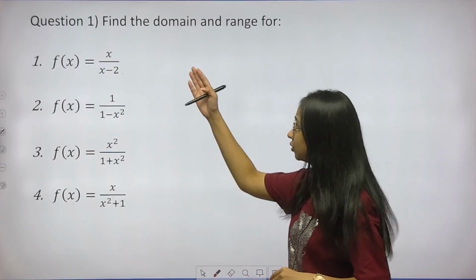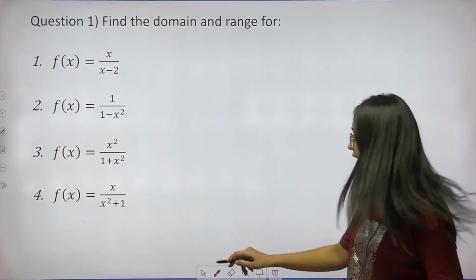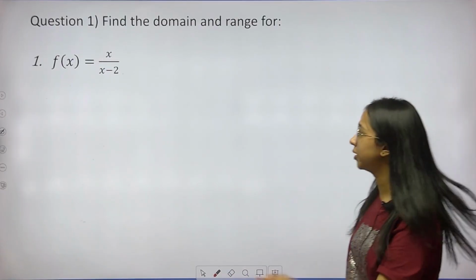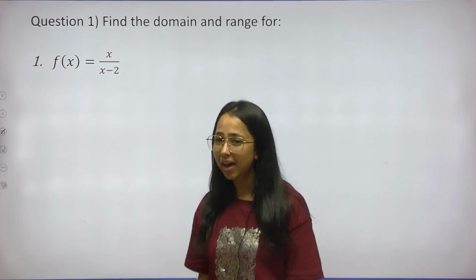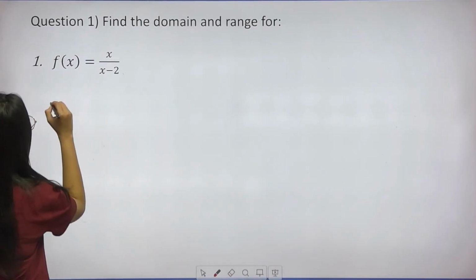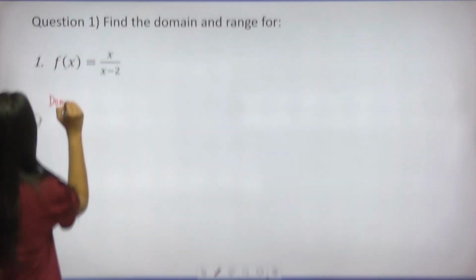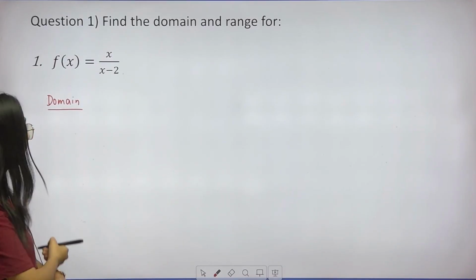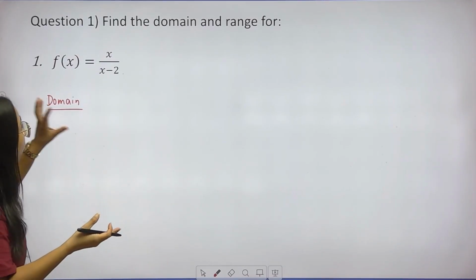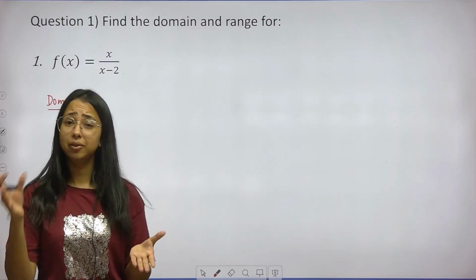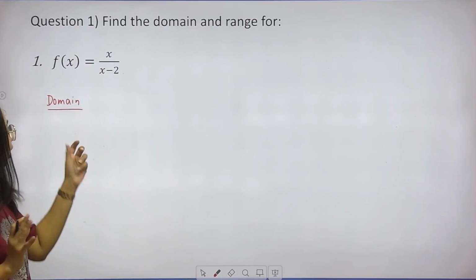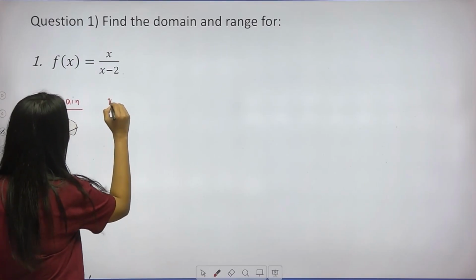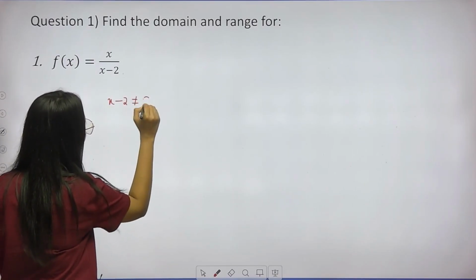So here is the first set of questions. Let's start one by one. Here we have the first question where f(x) is defined as x over x minus 2. Let's first find the domain. Domain refers to all the x values. So let's first see what x values can be put inside the function. All real numbers except those that make the denominator equal to 0.